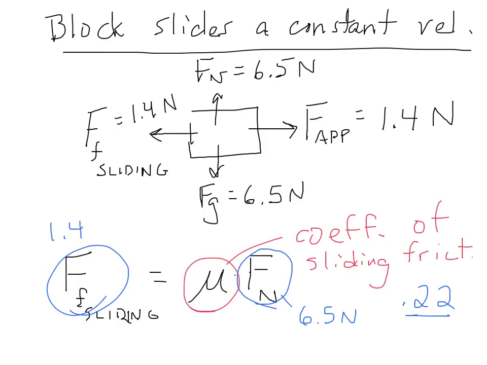So the key here is to know that between two surfaces there are actually two different measures of the friction. One for the static friction and one for the sliding friction. And those coefficients tell us something about how those surfaces interact, usually how rough or sticky they are. Sometimes it's even a matter of how smooth they are.